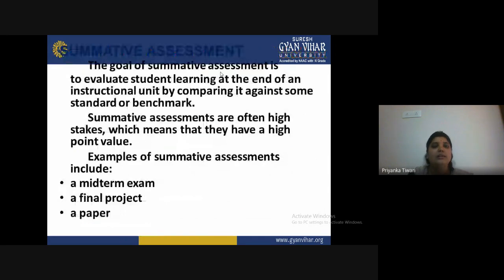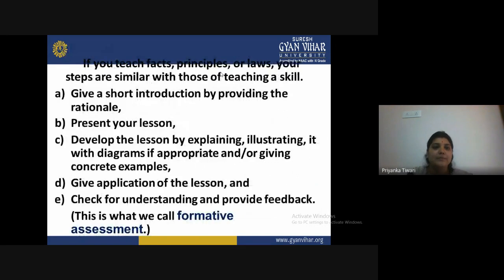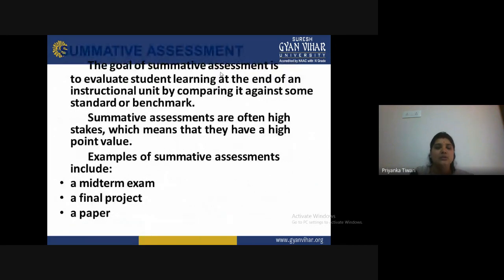So now in summative assessment, the goal of summative assessment is to evaluate student learning at the end of an instructional unit by comparing it against some standard or benchmark. Summative assessments are often high stakes, which means that they have a high point value. Examples of summative assessment include a midterm exam, a final project, and a paper. So this is summative assessment.